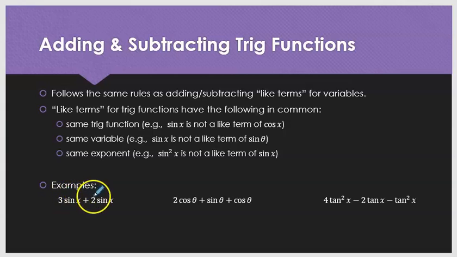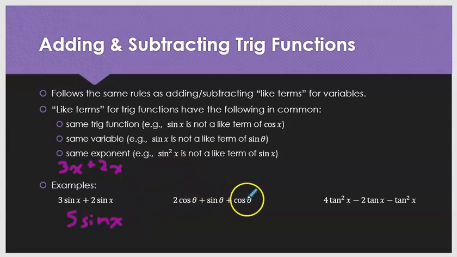So here we have 3 sine of x plus 2 sine of x. And if it helps you, you can honestly just rewrite this. These are like terms, sine to the first power of x, sine to the first power of x. So you could just think of this as 3x plus 2x. If I gave you this problem to work out, you would say you have like terms, so add the coefficients and you get 5x. This is the same thing, so we're going to get 5 sine of x.